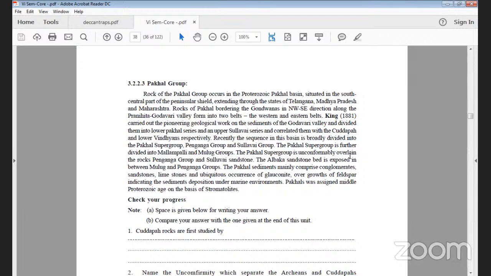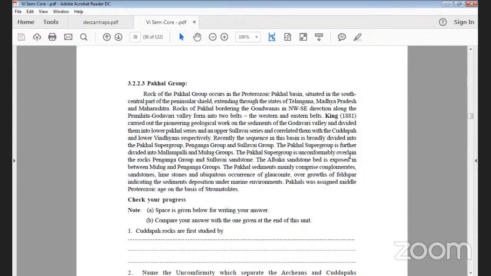The rocks of the Pakhal border the Gondwanas in the southeast and northwest directions along with the Pranhita-Godavari Valley. It is divided into two belts, the western and the eastern belts. In 1881, William King carried out geological work on the same sedimentary basins along the Godavari Valley, and divided them into the lower Pakhal series and the upper Sullavai series, which are correlated with the Cuddapah basin.